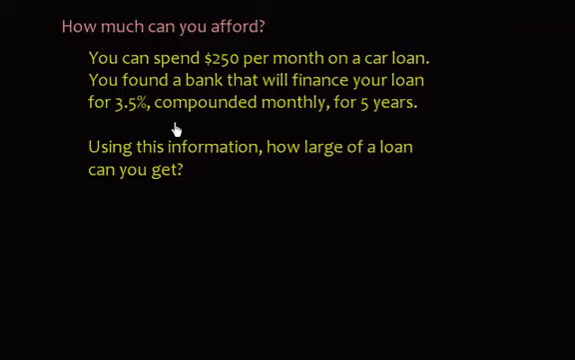In this example, you've worked out a budget and you realize that you can spend $250 per month on a car loan. We're going to figure out how large of a loan you can get, which in turn determines the price of the car you can get. So you can spend $250 per month on a car loan. You found a bank that finances your loan for 3.5%, compounded monthly for 5 years. Using this information, how large of a loan can you get?